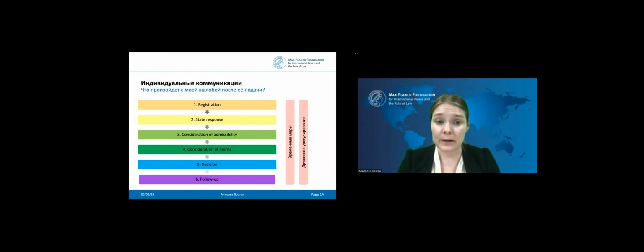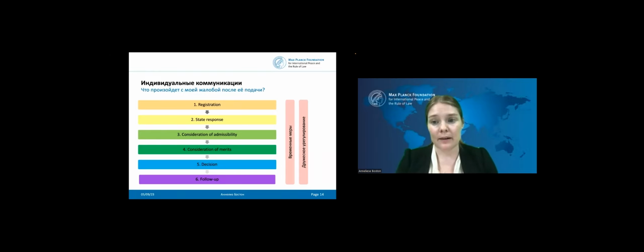So firstly, the committee considers admissibility. So what this means is whether it meets the legal requirements. So the requirements include things like, is the victim a victim of a human rights violation? And is this human rights violation caused by the state? Is this human rights violation a right that is in the treaty? Is the state a party to this treaty? Does the information show a human rights violation? And has the matter been submitted to another international mechanism? So for example, in Europe, if a complaint is submitted to the European Court of Human Rights, it can then not be considered by a UN treaty body.